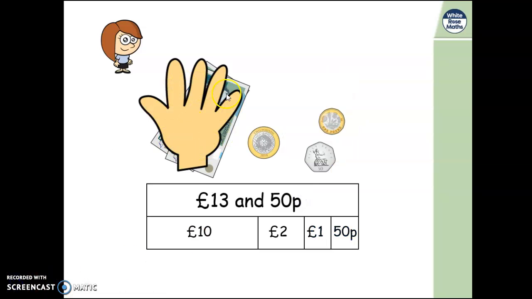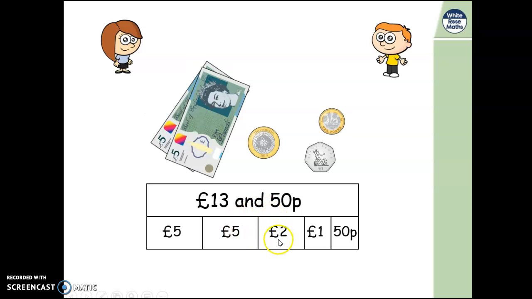Now can you see here how the £10 has now changed to two £5 notes? We know this because it's a bluey green colour. Now you can see that there are two notes there because £10 is also the same as two £5. 5 and 5 is 10, add 2 is 12, add 1 is 13, and add the 50p, £13.50.